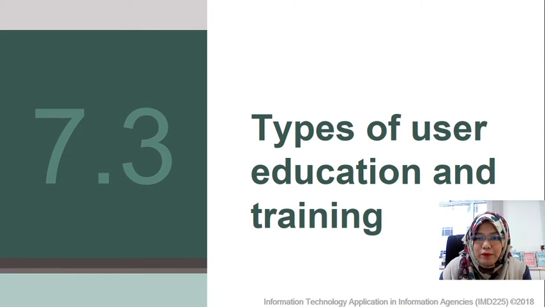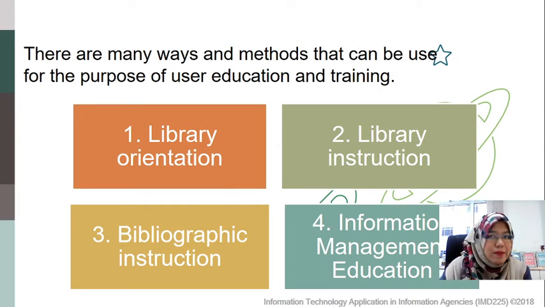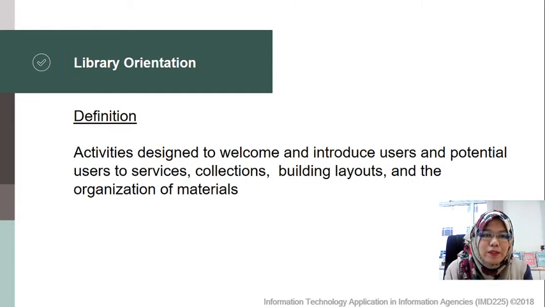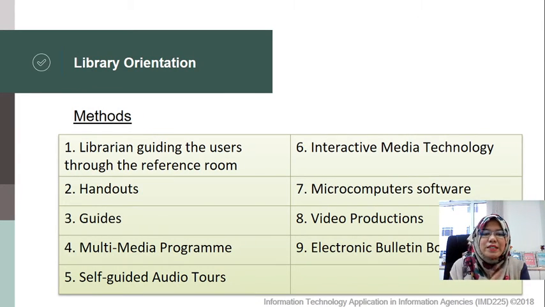Next is types of user education and training. There are many ways and methods that can be used for the purpose of user education and training. Among them are library orientation, library instruction, bibliographic instruction, and also information management education. So we look at library orientation. It's the activities designed to welcome and introduce users and potential users to services, collections, building layouts, and the organization of materials.